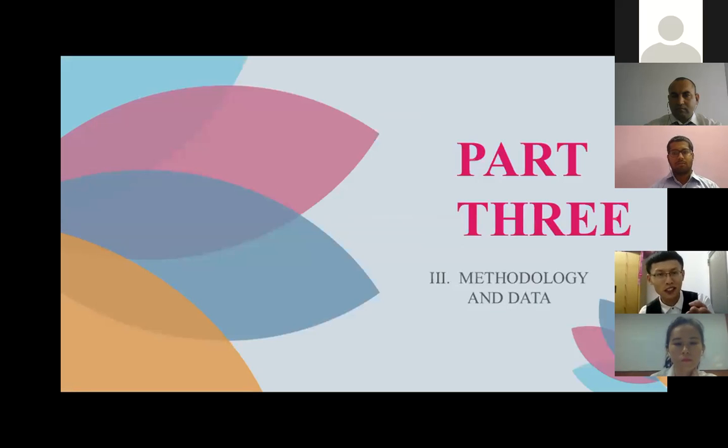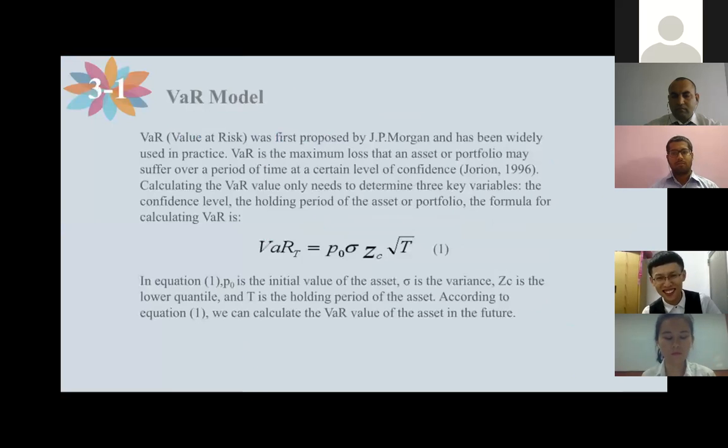And the third part is the methodology and the data. First, I need to introduce the VaR model. The VaR model was proposed by JP Morgan, and VaR means the maximum loss that an asset or portfolio may suffer over a period of time at a certain level of confidence. And equation one shows the equation to calculate the VaR value. P0 is the initial value of assets, theta is the variance, C is the quantile, and T is the holding period. For our research, we will use the GARCH model to calculate the conditional variance instead of the variance of original data.